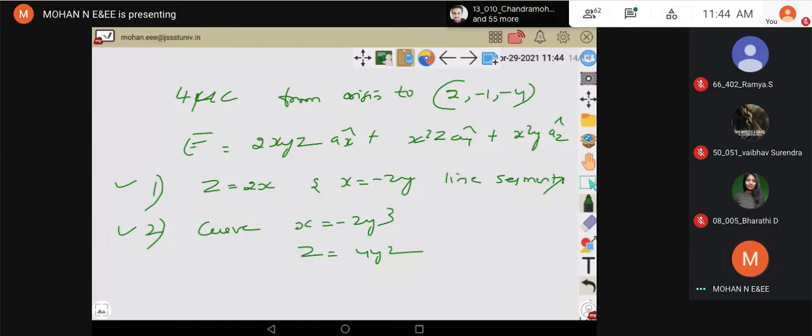So I'll leave this slide for a few minutes. Please try to solve and get me the answer for the work done. Put in your honest attempt. If you don't solve here, you will not be solving in the exam. So try to put honest efforts.